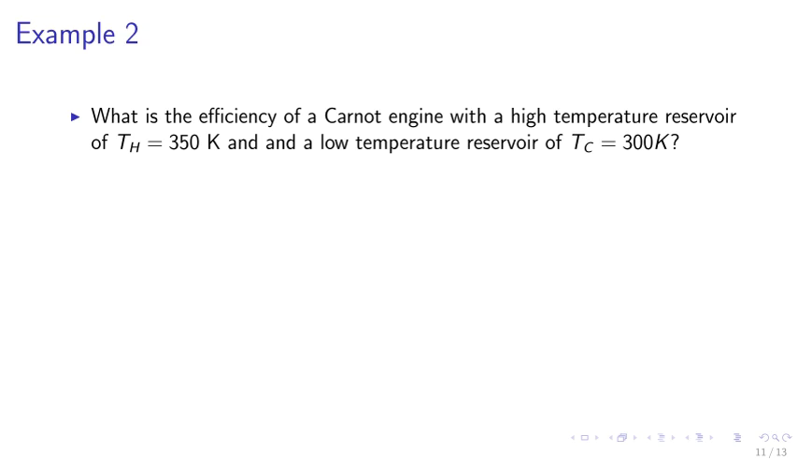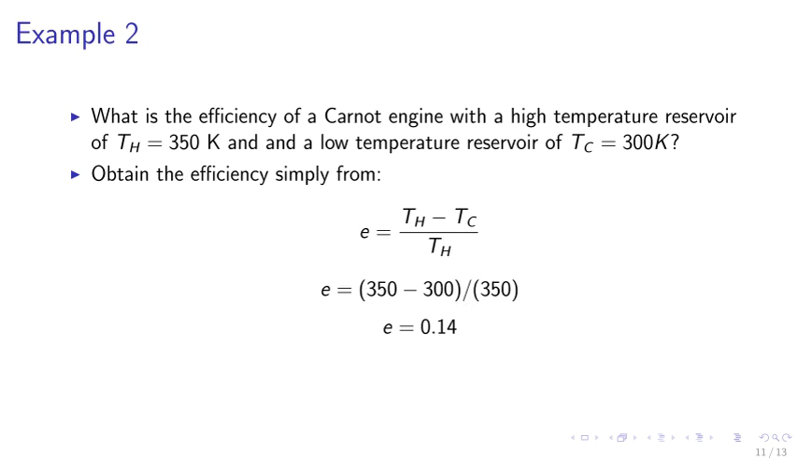Example 2. What is the efficiency of a Carnot engine with a high temperature reservoir of TH equals 350 K and a low temperature reservoir TC equals 300 Kelvin? We obtain the efficiency simply from E equals TH minus TC over TH. You obtain E equals 350 minus 300 divided by 350, which gives us E equals 0.14.